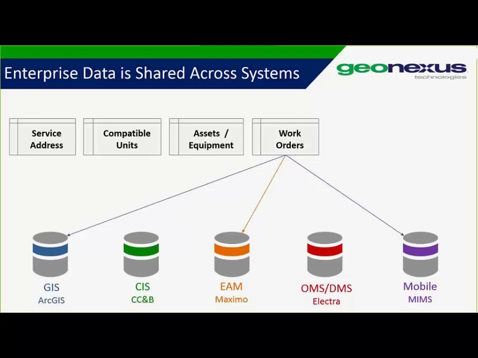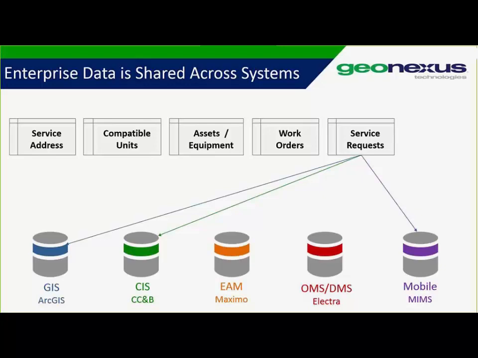Work orders, the same case here, where we have work orders in GIS. We want to see where those work orders are. We want to route our crews most effectively to work orders based on proximity. Work orders are created and managed in our work and asset management system, and we may want to send our work orders to mobile technology to our field crews so that they can execute that work and close work out.